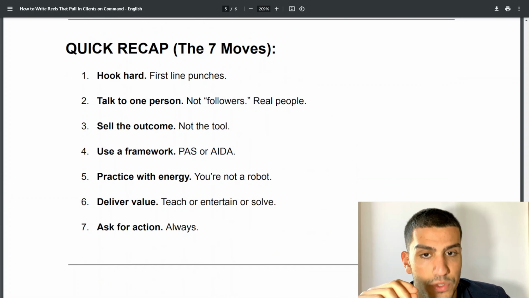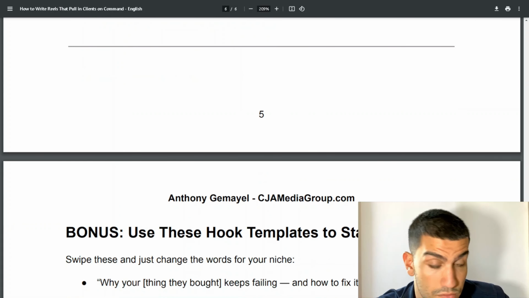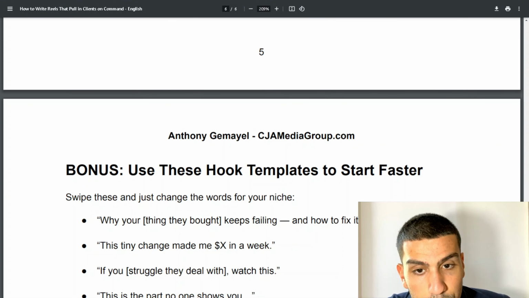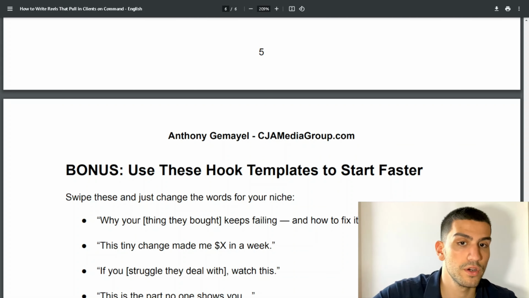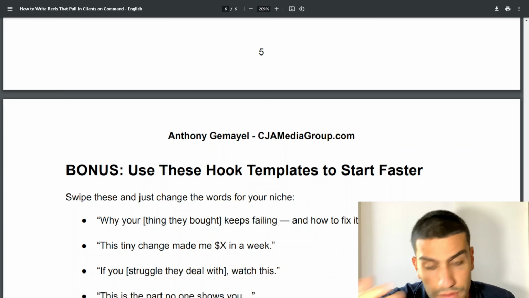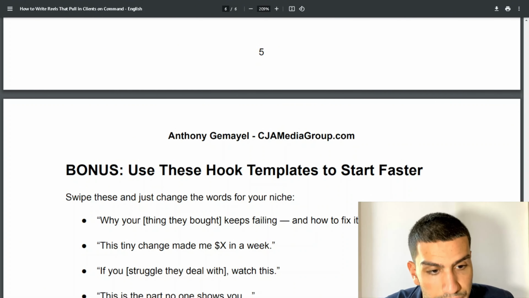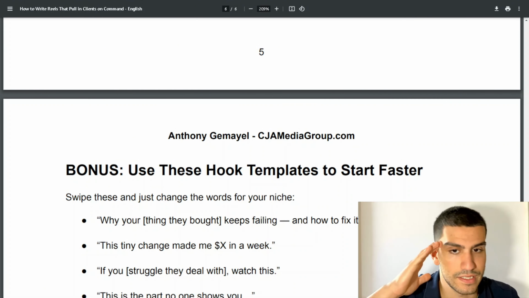So here come the bonuses. I'm gonna give you hook templates. Like you gotta start faster using this. Let's take the first one, for example. Why your thing they bought keeps failing and how you can fix it. So it's like why your iPhone keeps breaking and how we can fix it. Let's say that's on top of my mind.